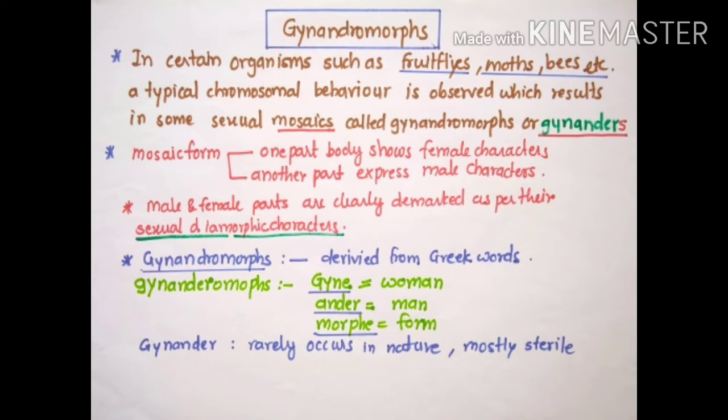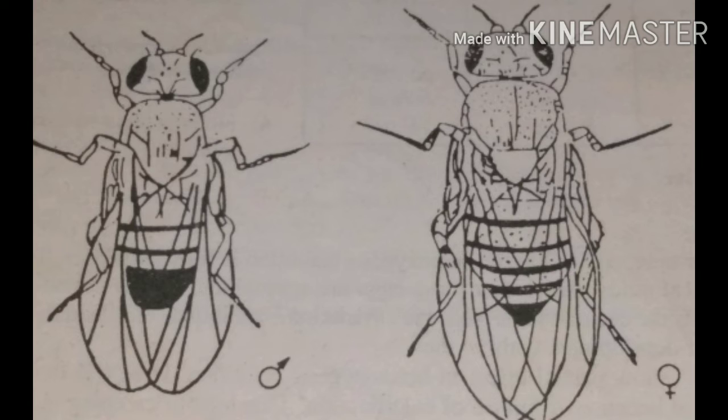The term Gynandromorph is derived from Greek words: gyn means woman, ander means man, and morphe means form. So this is the combination of these three words, gyn plus ander plus morphe. Gyn means woman, ander means man and morphe means form or structure. The combination of these three is called Gynandromorph.